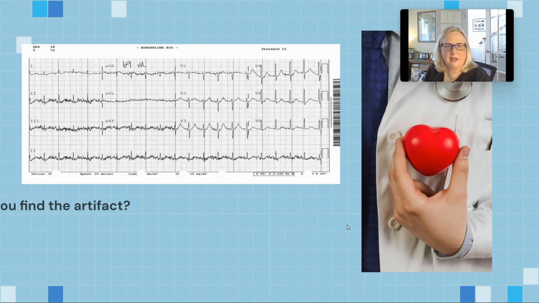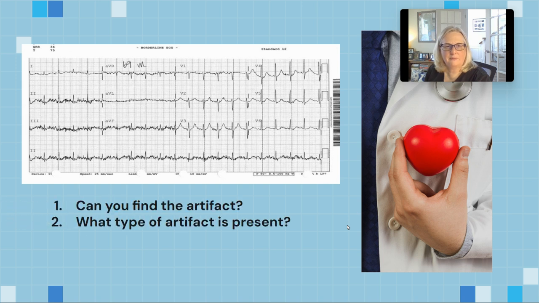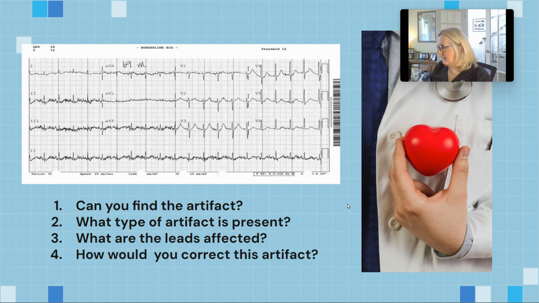Okay, same thing for this one. Find the artifact and circle it. Name what type of artifact this is. The leads that are affected.